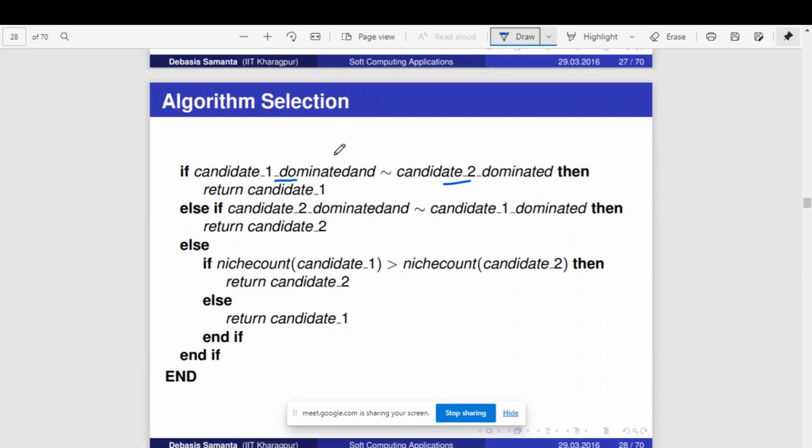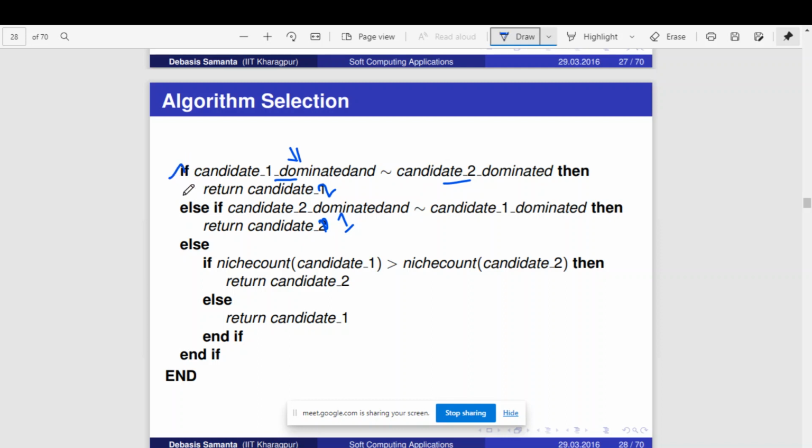If candidate 1 dominated, that is candidate 1 is dominated by somebody, and not candidate 2 dominated, I think this should be candidate 2, then we should return candidate 2, because in this case candidate 1 is dominated, right, and candidate 2 is not dominated, so candidate 2 will be the result, right? Else if candidate 2 is dominated and candidate 1 is not dominated, in this case we have to return candidate 1, because candidate 1 is not dominated.